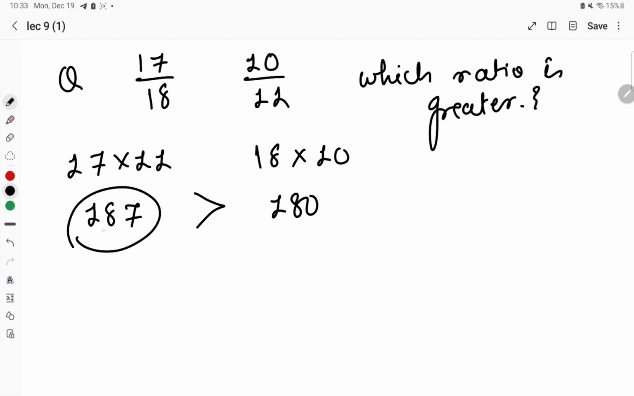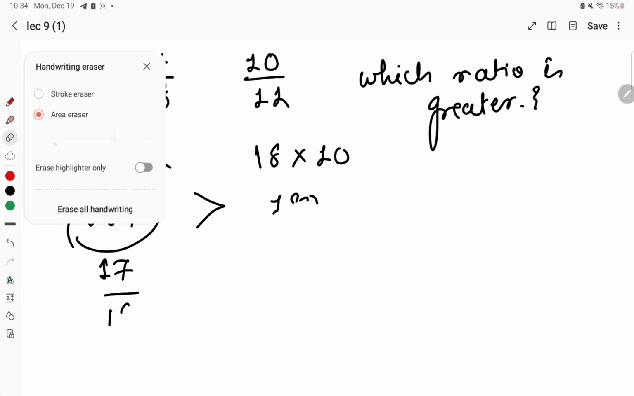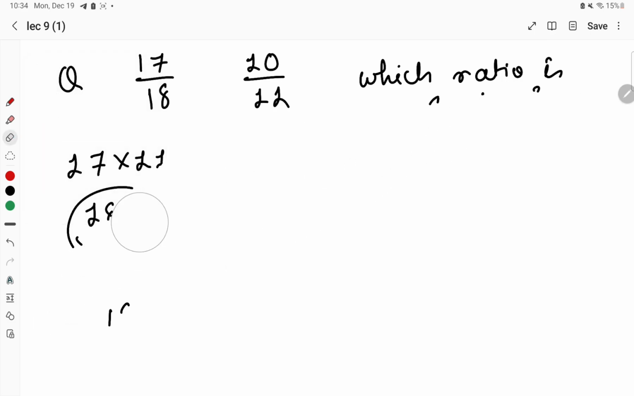Okay, so 187 product is the greater. So 17 upon 18, 10 upon 11. From these both the ratios, 17 upon 18 will be the greater ratio. Okay, so this is how we calculate. Let us take one more example. This is how we have to calculate which ratio given over there is greater.